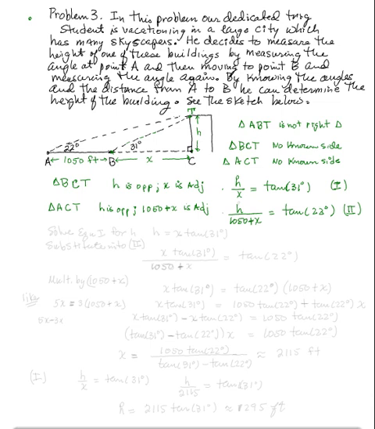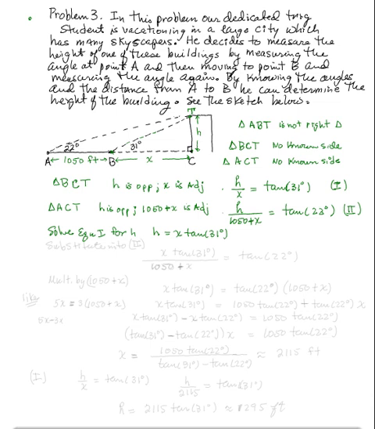I'll solve it for h. I'll solve equation 1 for h, and then substitute it in for the h in equation 2. And that will get rid of the h for now, and we'll have one equation involving just the variable x. So let's do that. I'm going to solve the equation 1 for h, and that gives me h equals x times tangent of 31 degrees.